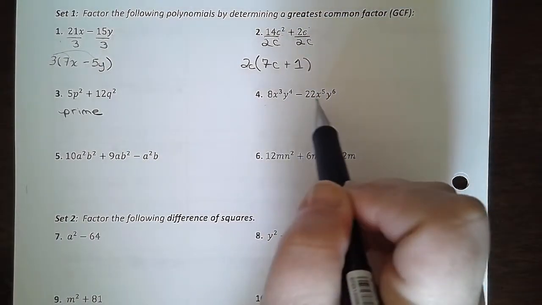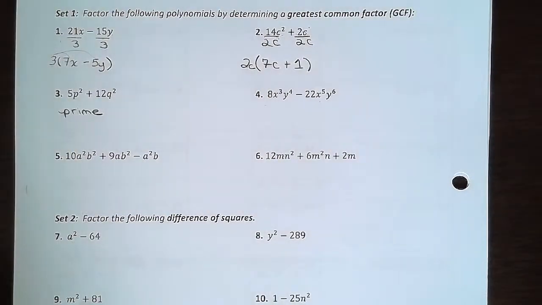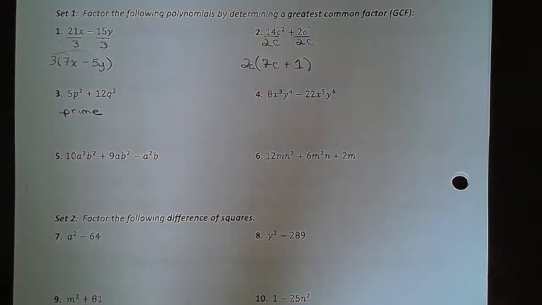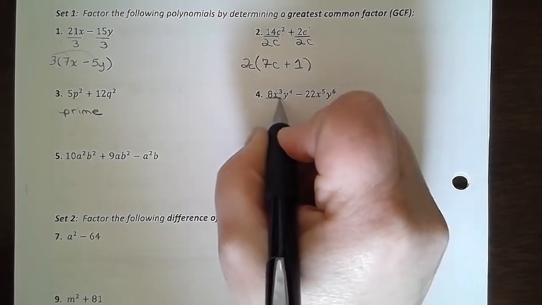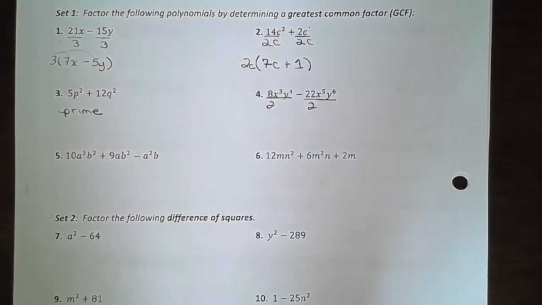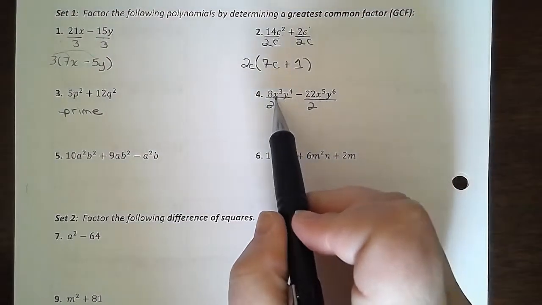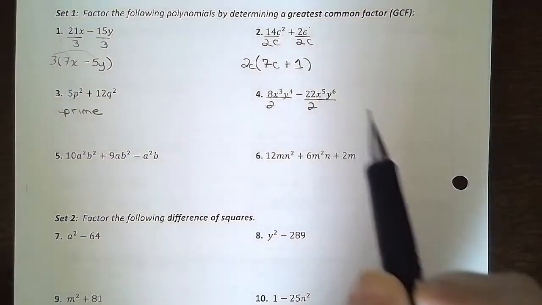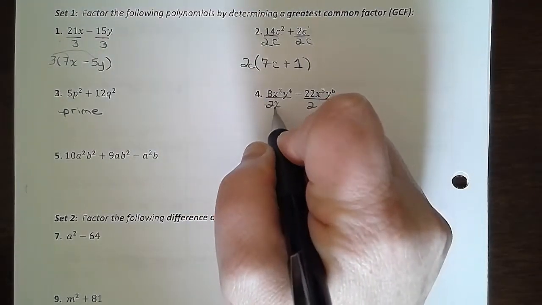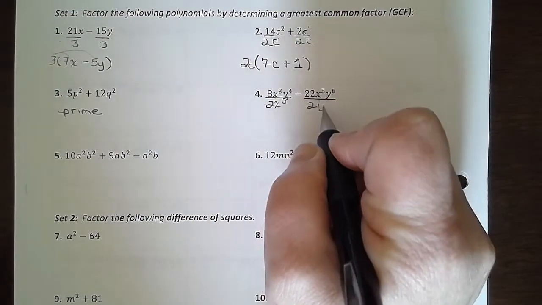Now let's look at this one. This one's a little bit more complicated. I like it because it's getting us to think. Both 8 and 22 are divisible by 2, and that is their greatest common factor. But let's look at the x's and the y's. There is an x here and an x here, and my lowest exponent is 3. So I'm going to divide both terms by x cubed.